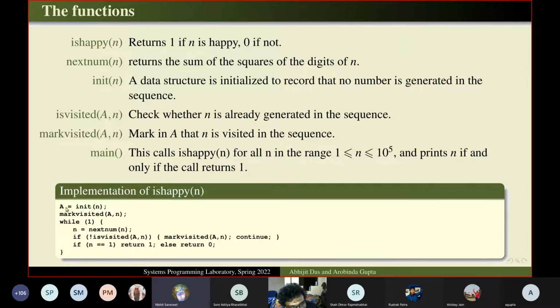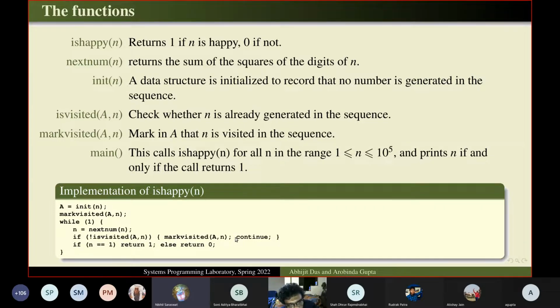So I initialize the data structure A. Then n is the first element in the sequence, so I mark in the data structure A that n is visited. And then I keep on looping, generate the next number. If it is not so far visited, I will mark it as visited and continue.